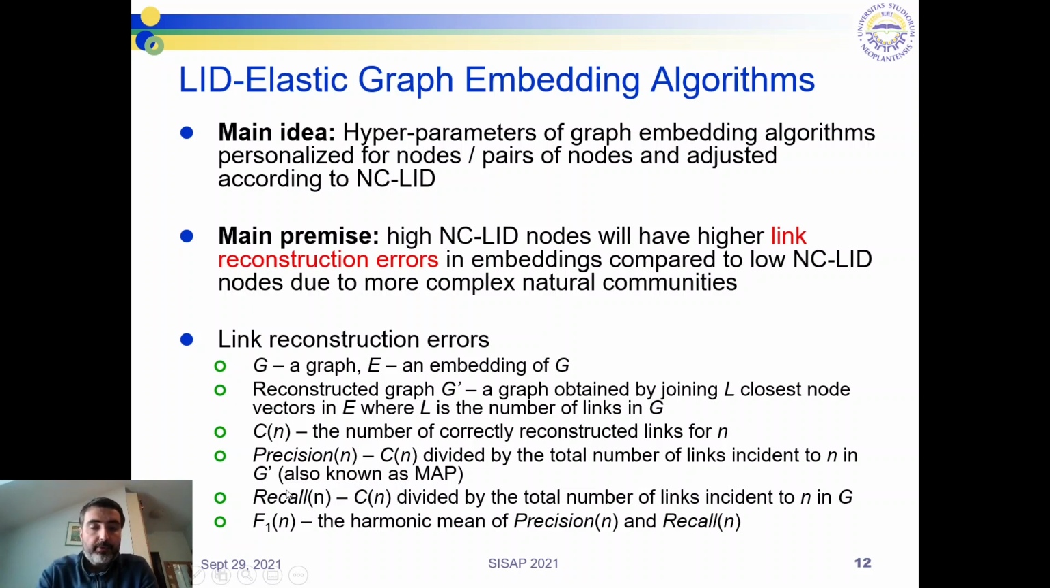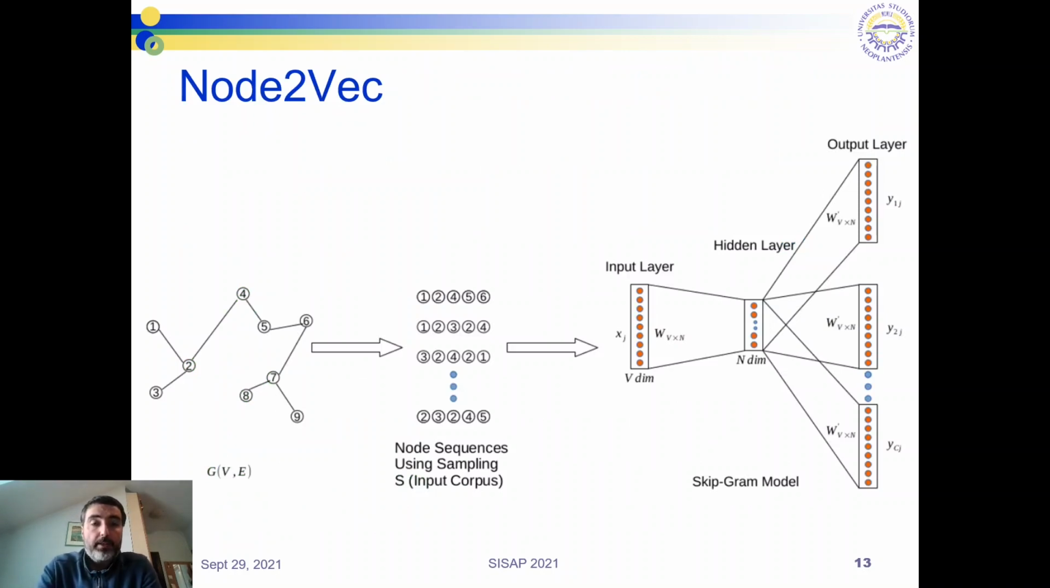And so here's some notation. G is a graph, E is an embedding, precision, recall, and the F1 measure, all very well-known measures for a particular node where we compare the two neighborhoods. So node2vec is the graph embedding method we focus on. Here is basically how it functions.